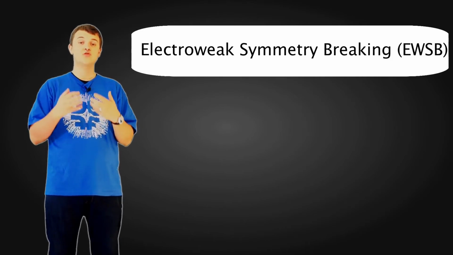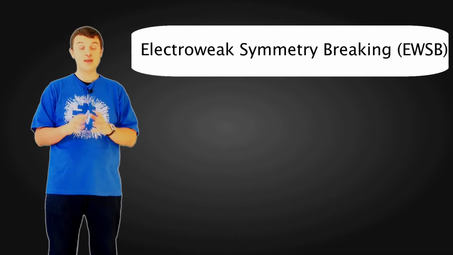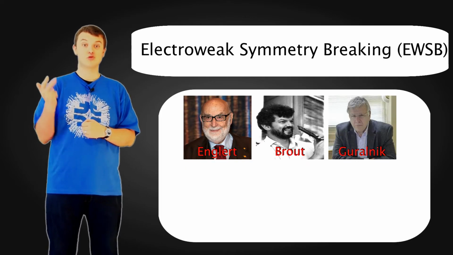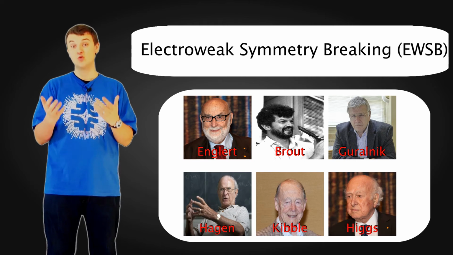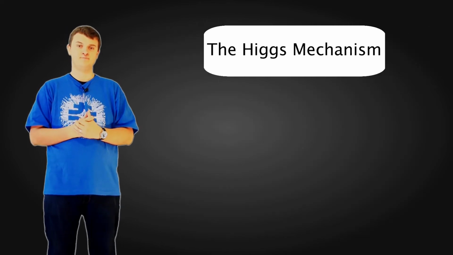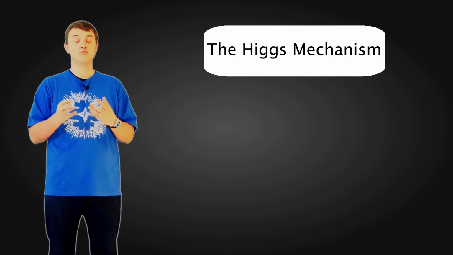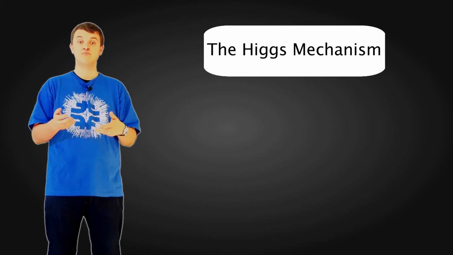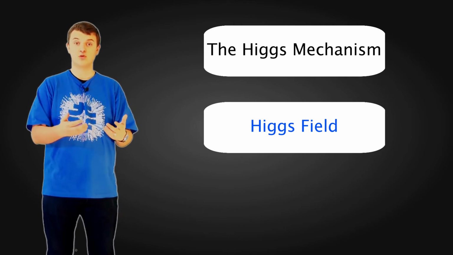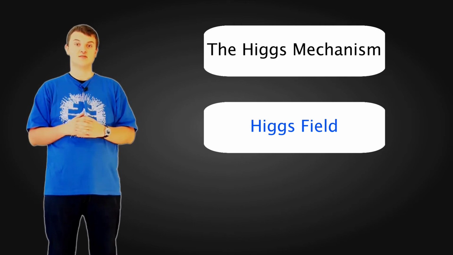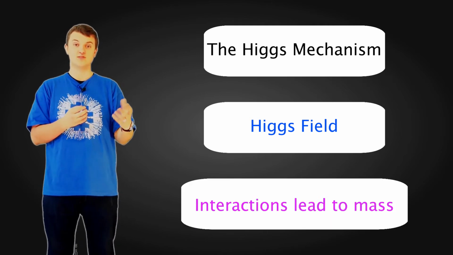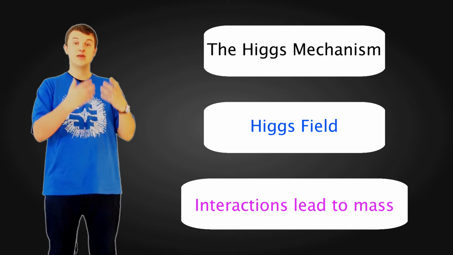Technically, it's called electroweak symmetry breaking, and there are many people who should be credited with developing it, including Englert, Brout, Guralnik, Hagen, Kibble, and of course Higgs. But for me, it's just easier to call it the Higgs mechanism. The Higgs mechanism proposes a new field of nature, the Higgs field. Now, this field is quite different from the other fields we've talked about so far, but we won't go into the details. Now, if this Higgs field interacts with the other particles, slowing them down, that could explain why they have mass.